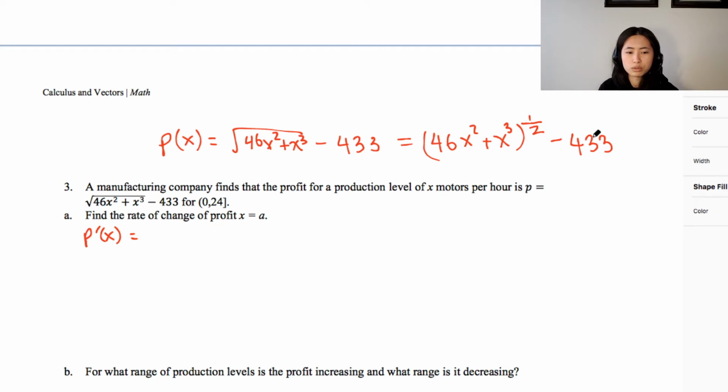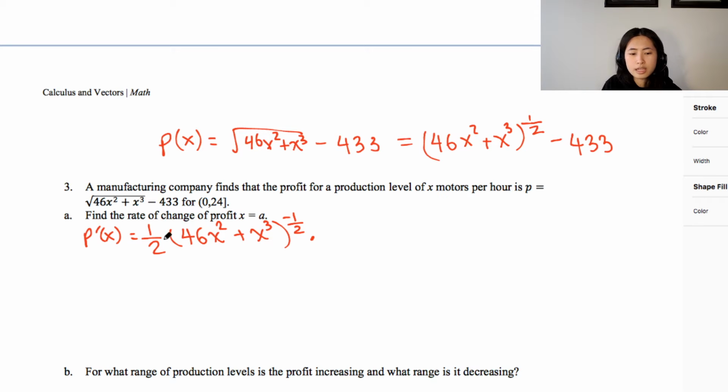So what is the chain rule? Remember, the chain rule is basically you take your exponent, 1/2, bring that down, and multiply it by whatever is inside, 46x squared plus x cubed. Instead of 1/2 in the exponent, you would have 1/2 minus 1, which is negative 1/2. And we're not yet done, because we need to find the derivative of your inner term, so you multiply this by the derivative of 46x squared plus x cubed.